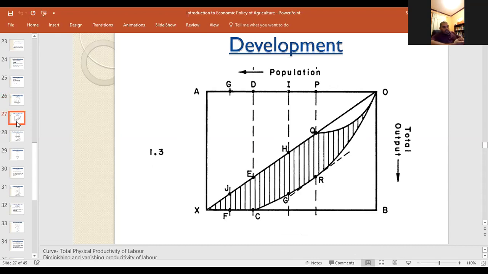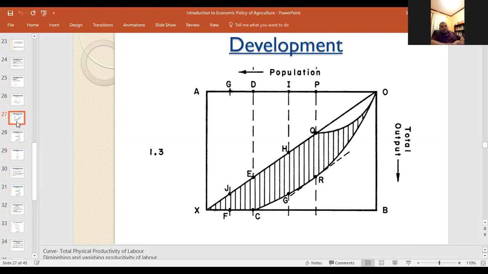What this curve is, and this is in Gustav Ranis and John Fei's original work, what you actually see is the total product curve, but it's turned upside down. Now, if you look at OB, you'll see total output. That's on the right-hand side. And you'll see the point of origin O as being on the top right-hand side. And then you'll see population actually being from right to left. That's OA.